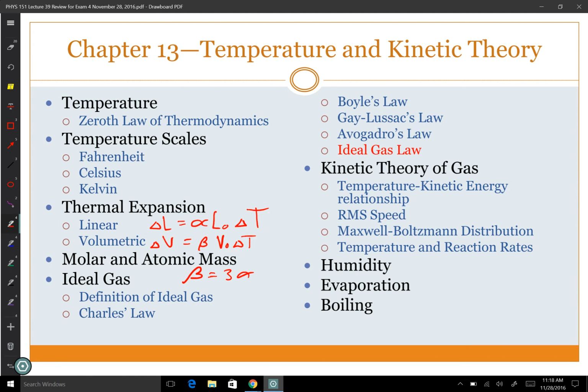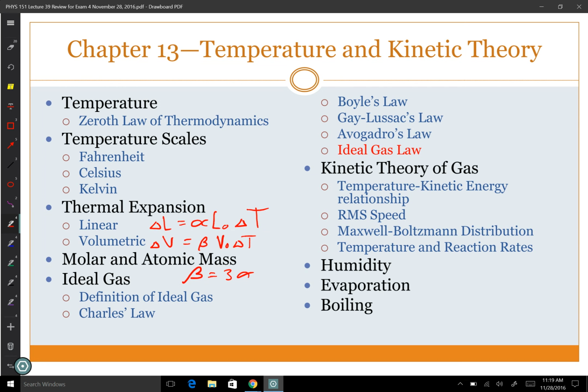Okay, molar and atomic masses. I didn't spend a lot of time on these, but they are important concepts. The mass of a mole is just Avogadro's number, 6.022 times 10 to the 23rd molecules. And so the molar mass is the mass for that many molecules, whereas the atomic mass is the mass of one singular molecule. So different problems will have different variations on that.